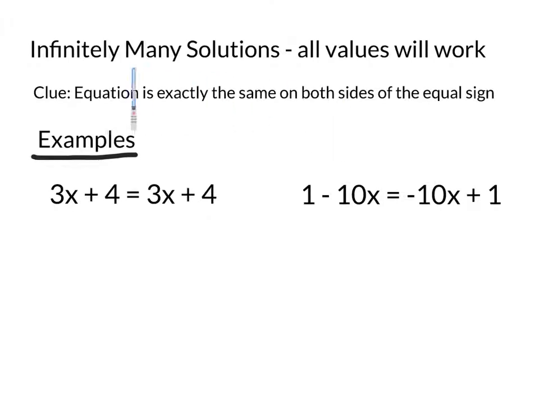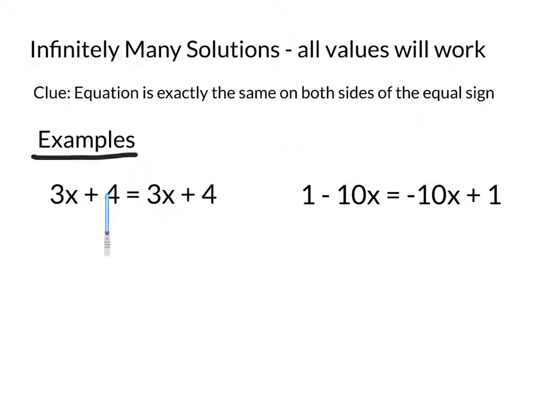Let's take a closer look at each of these and look at some clues to make them easier to spot when looking at equations. First up, infinitely many solutions. This means all values will work. Our clue here is that the equation is exactly the same on both sides of the equal sign. Let's look at a couple examples.